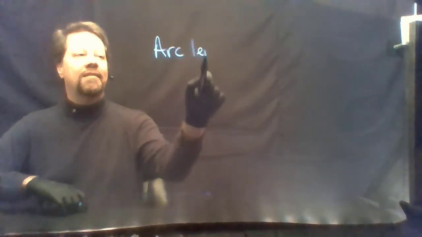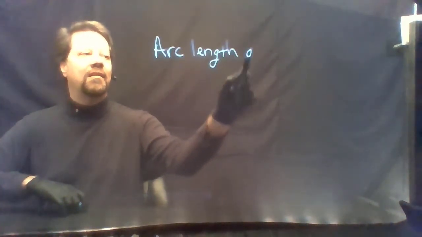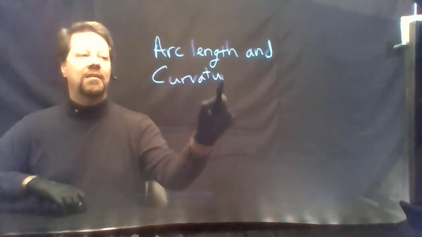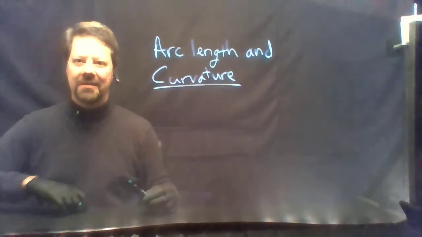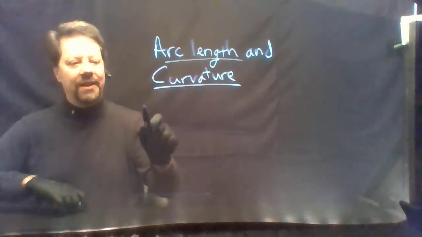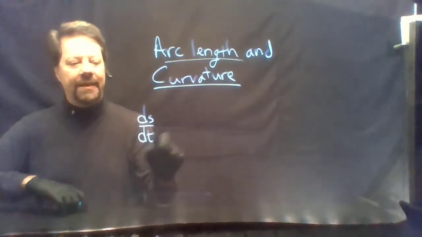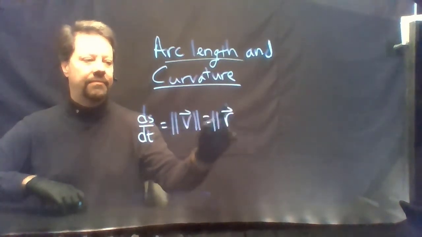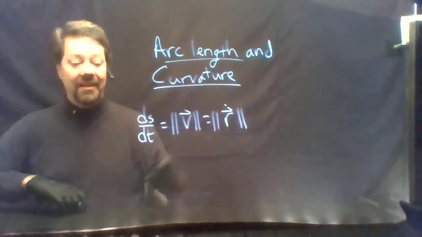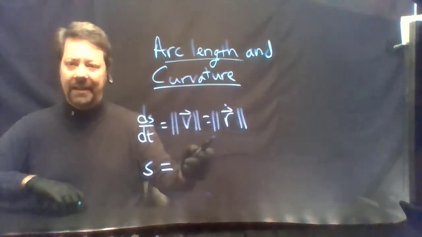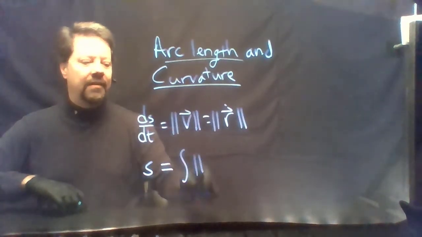We're next going to talk about arc length and curvature. First, arc length. As we know, the rate of change of arc length with respect to time is the norm of the velocity vector. It stands to reason, then, that we could calculate the arc length by integrating the speed.